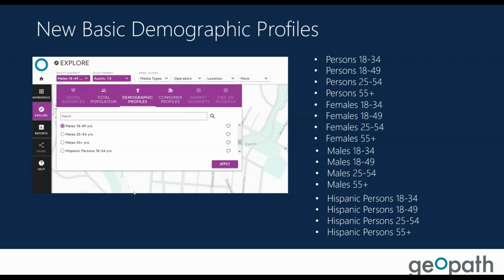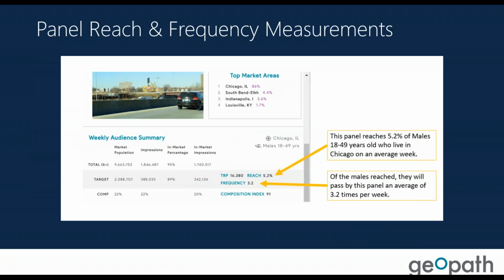So additionally, some new basic demographic profiles were added. I believe these happened on the July 10th release. So persons 18 to 34, et cetera, you could see the different breakdowns by male, female, and Hispanic persons as well. And then reach and frequency measurements are there as well. And you will notice that for most pieces of inventory, this is showing up at a panel level. There may be some pieces of inventory where it still says TBD. And if that's the case, it is because those measurements are still under review, and so they're not showing up. But you can see reach and frequency is here at a panel level.